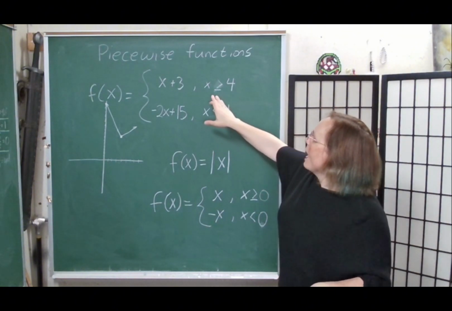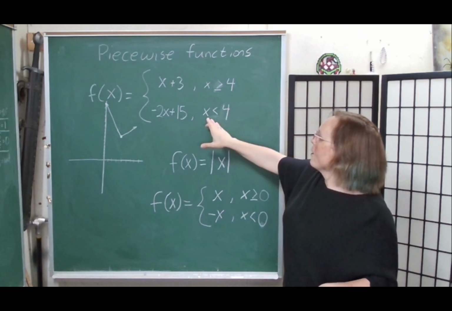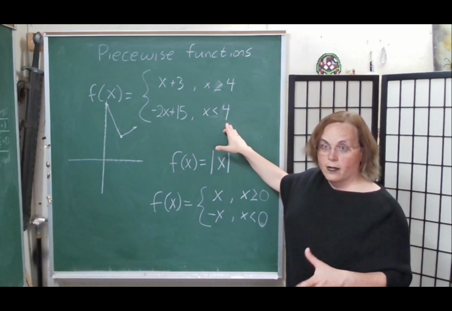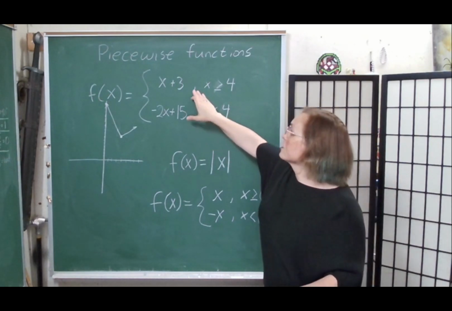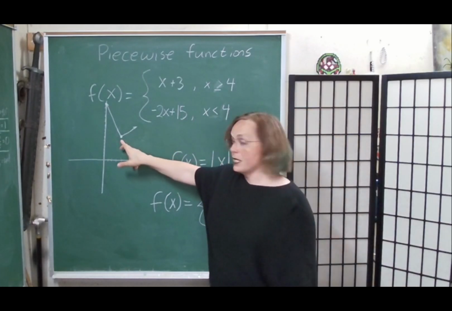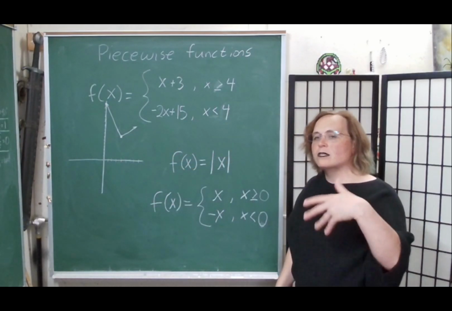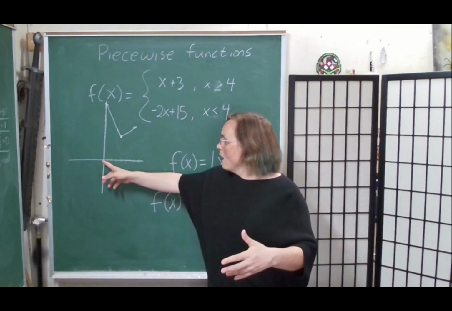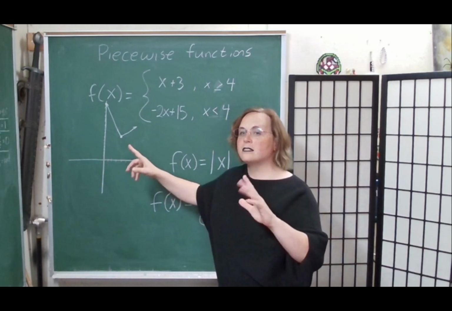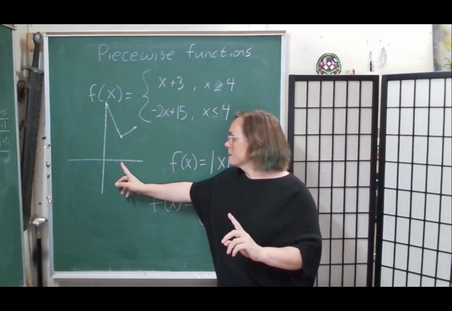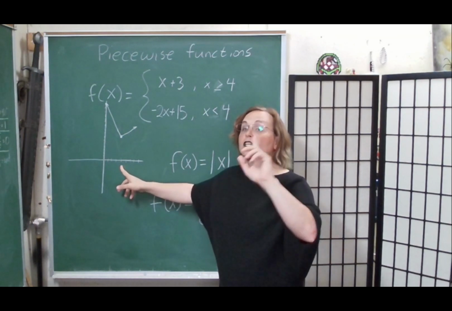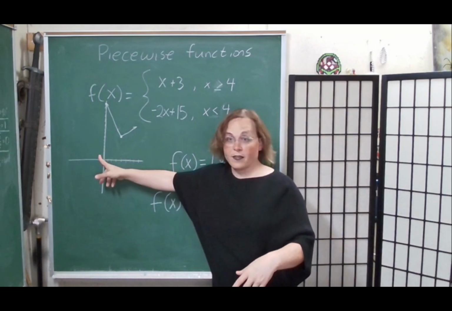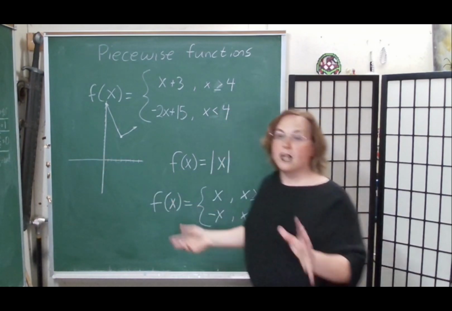Meaning that here I have x is greater than or equal to 4, and here I have x is less than 4. I could not say x is less than or equal to 4, because then I wouldn't know which function I'm using. I would have ambiguity here. And if you remember, our definition for a function is that each element in our domain is assigned to exactly one element in our range. Basically, this points to only one thing here. If it points to 2 things here, not a function.